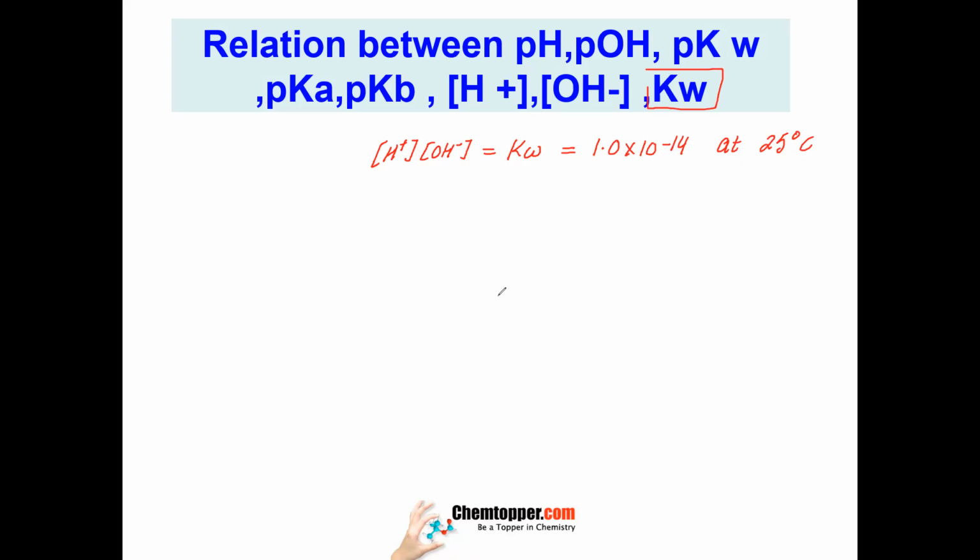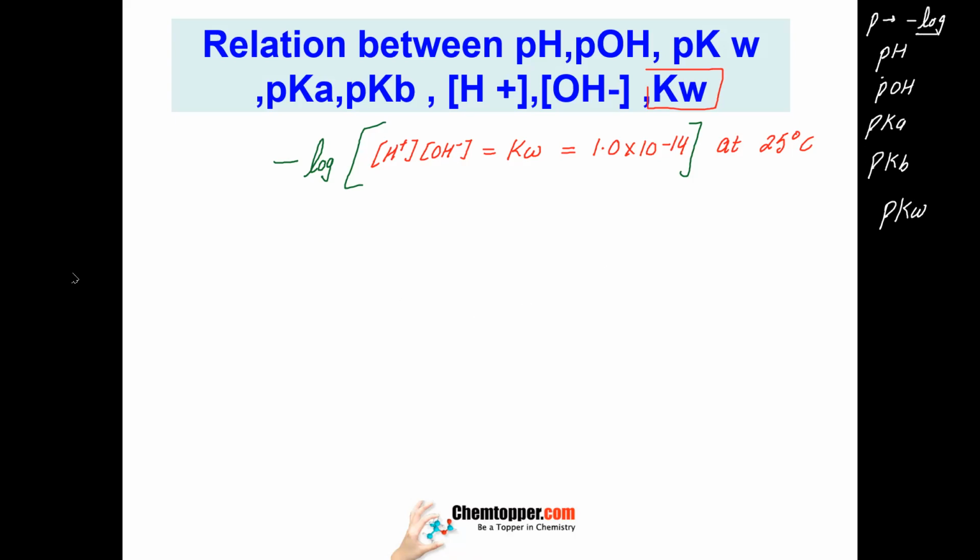Now, when you take the negative log of this, then negative log of all this thing, if you remember, I discussed pH, pOH, pKa, pKb, pKw. What is this p? Small p in chemistry is negative log. Small p represents negative log.